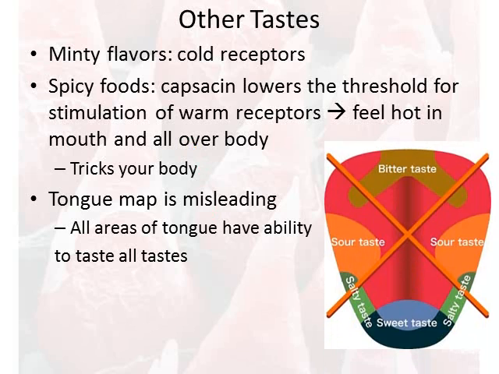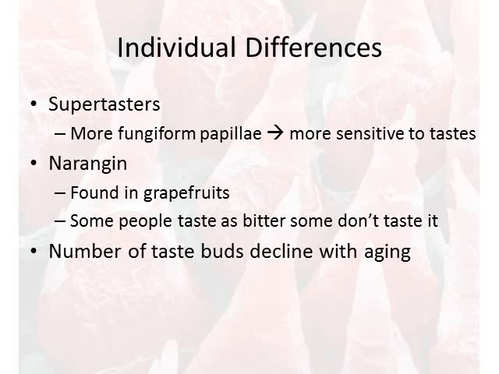One thing to note is this tongue map is not true. I'm sure you guys have all seen this. You taste bitter in the back, sweet in the front, salty on the sides, sour on the back sides. This is not true. All of the tongue can sense all of these tastes.